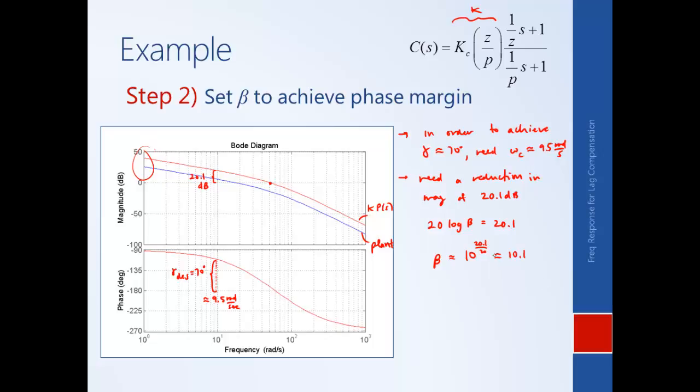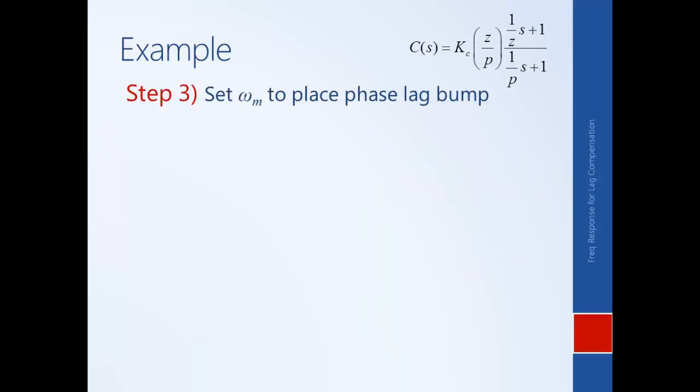This determines our ratio of Z over P. So, ultimately, we want the K to be about 5. This is going to allow us to reduce Kc to a value that's actually less than 1 in order to achieve the amount of reduction we want to achieve the phase margin we want. Okay. So at this point, we've established the ratio between Z and P, but we haven't placed Z and P exactly. And so step 3 will allow us to do that.